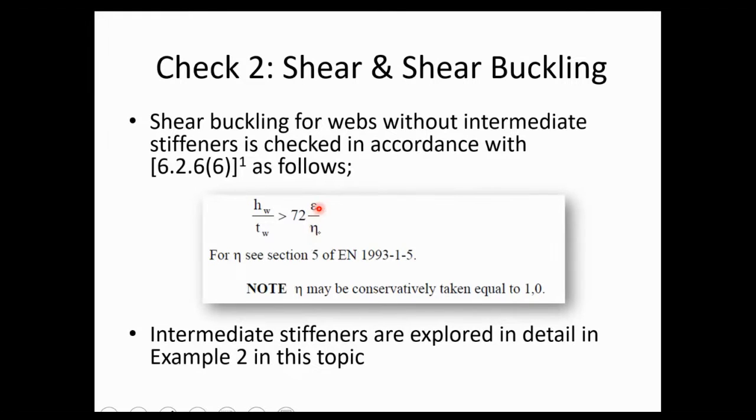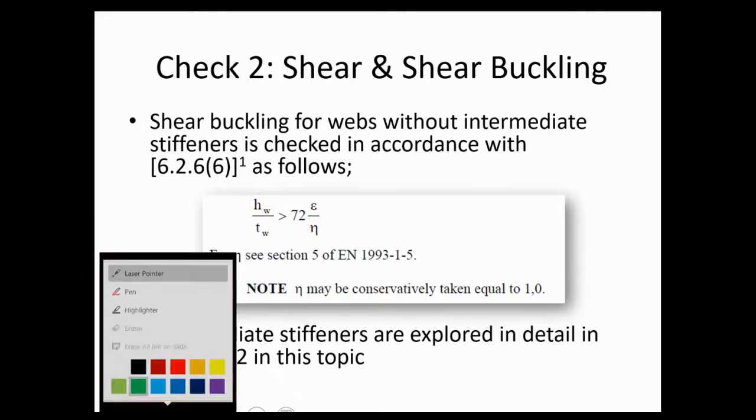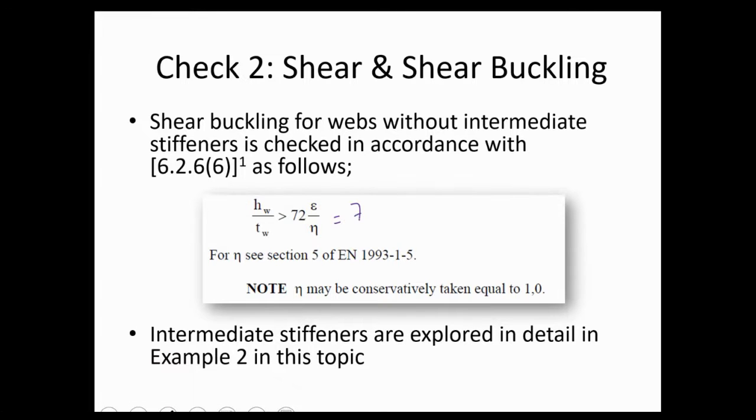As that gets more slender, if it's greater than 72 epsilon, epsilon being the square root of 235 divided by fy, so in our example it's 0.92, divided by nu, which we can conservatively take as equal to 1. So if our section is more slender than that value, 72 times 0.92 divided by 1, then we need to go into Eurocode 3 part 1 part 5 and do some detailed calculations accordingly.